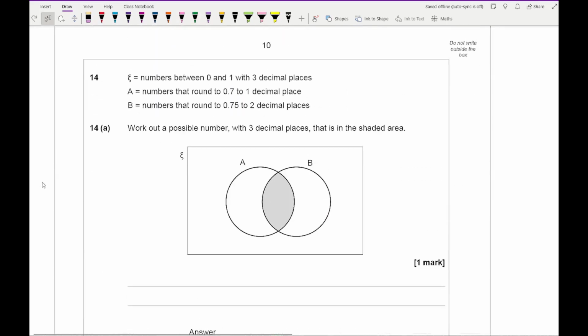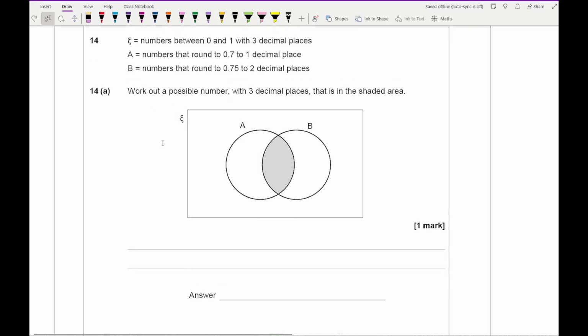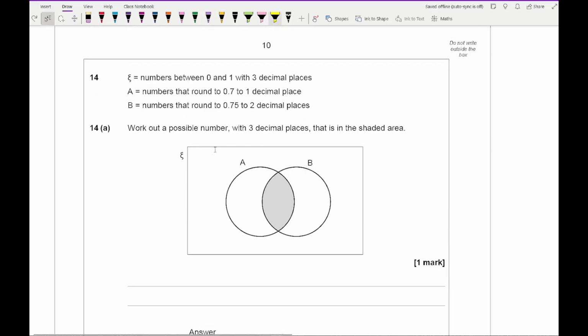Moving on to question 14, it says that the sum of all the numbers in this Venn diagram are between 0 and 1 to 3 decimal places. A is a number between 0.7 to 1 decimal place, and B is a number that's rounded 0.75 to 2 decimal places. Work out possible number to 3 decimal places of the shaded area. So for this, what we need to recognise is just make sure that we're reading the information.